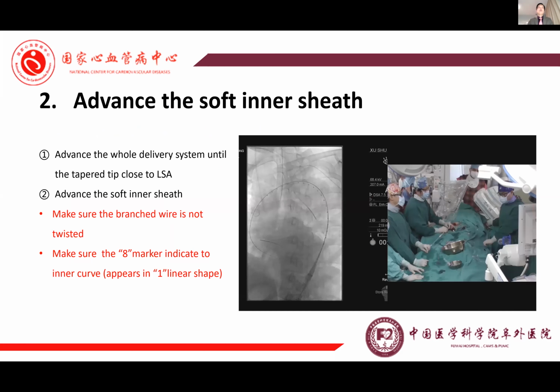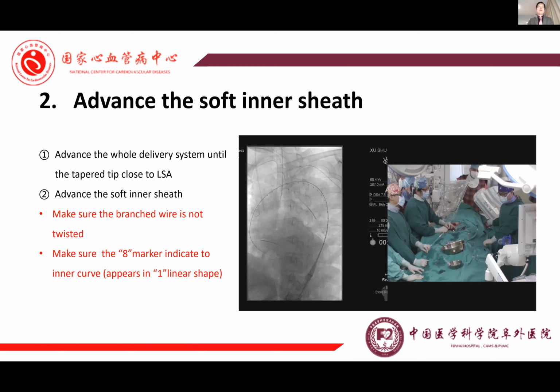During the operation, first we put the wire from the forearm to the distal side, then to the femoral artery to take it out. Then we connect the sling graft to the wire, and in the meantime, your assistant will put a wire from the forearm to the left side. Then we deliver the sling graft slowly from the distal side to the aortic arch.